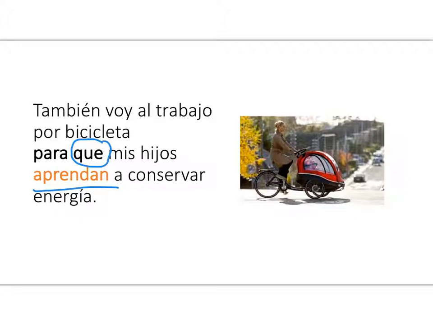I'm talking about myself, right? Voy al trabajo, I'm talking about myself. But now I'm introducing a new subject, right? Somebody else. Who am I talking about here? My kids, right? And like I said, this is not a picture of me. I did this last year and I didn't have a picture of us on the cargo bike. Now I do, but I just didn't take the time to update the images. But that's what I do.